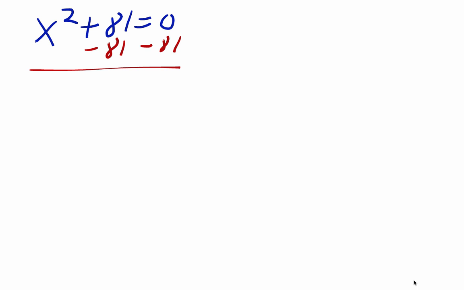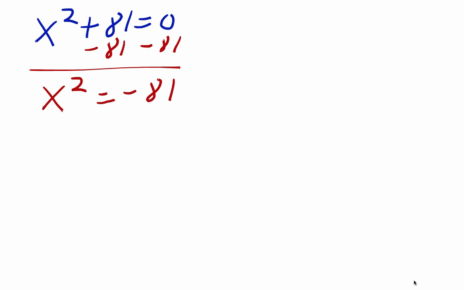Alright, our last one would be factoring. So let's say we have x squared plus 81 equals 0. So we're not able to factor that like we would when making a box or anything like that. So we're going to solve for x. So we're going to subtract 81 from both sides. So we have x squared equals negative 81.